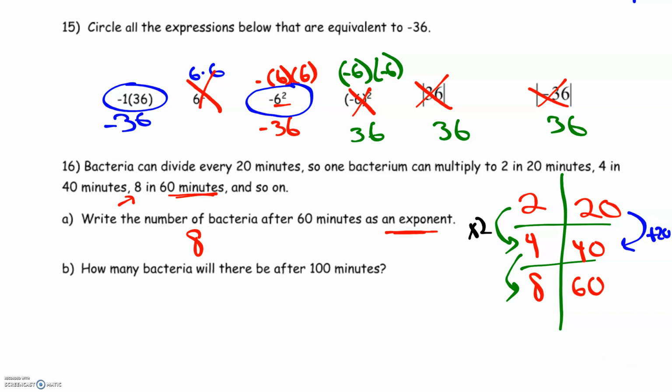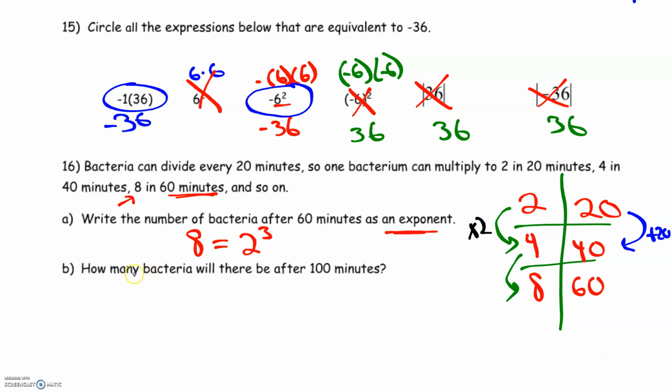Since we're doubling each time, let's find a power of 2 that's equivalent to 8, and that's the number 3. Be careful for questions like these. If they ask you to express it as an exponent, an answer like this is plausible. But if you just write 8, that's not expressing it as an exponent. So please make sure you're paying attention to detail.